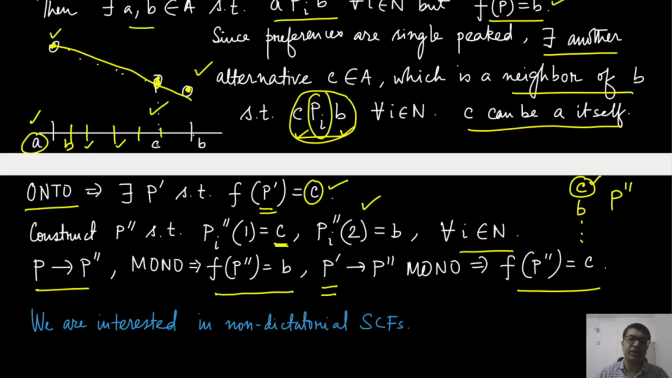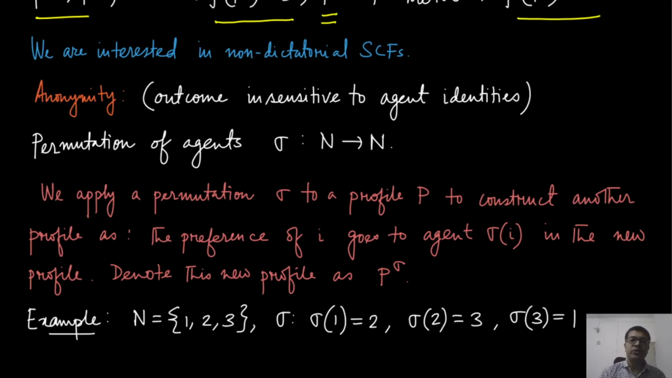Now, one of the reasons why we came from the complete domain, the unrestricted domain, to this restricted domain of single peakness is because we are interested in non-dictatorial social choice functions. We know by the Gibbard-Satterthwaite result that we can always have dictatorship in the complete domain.